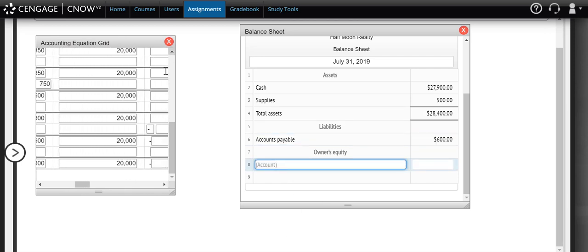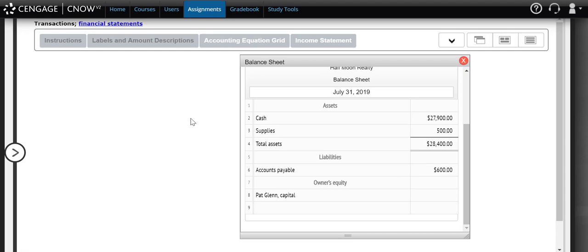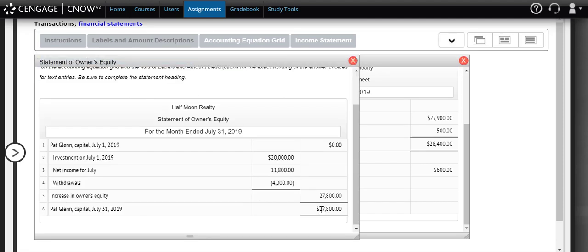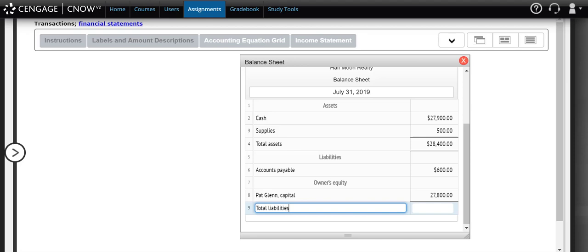And then finally, we need Pat Glenn Capital. But we want Pat Glenn's capital as of July 31st, so we don't pull it from the grid. We pull it right from our statement of owner's equity. Pat Glenn Capital as of July 31st is at $27,800. So our total liabilities and owner's equity for the period, we add the two values together. We're at $28,400. It matches, or balances, with our total assets.